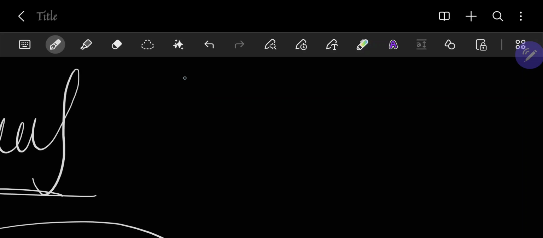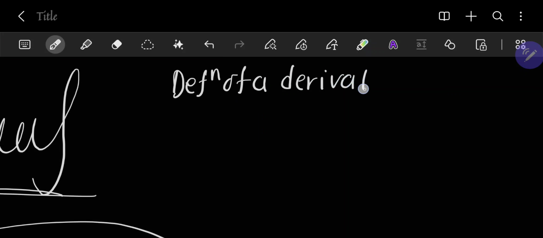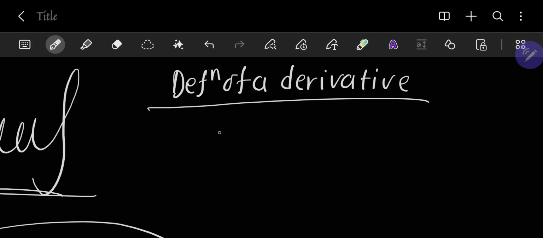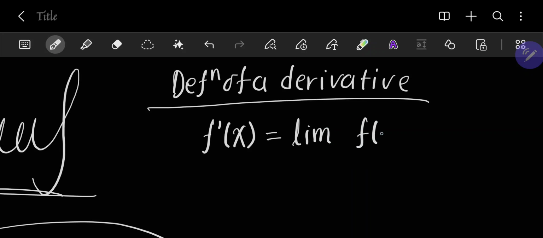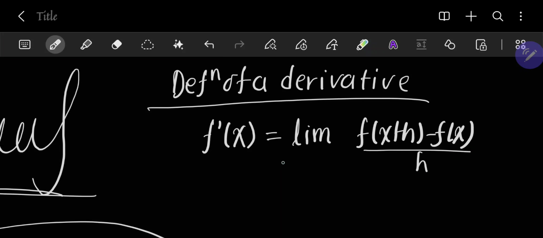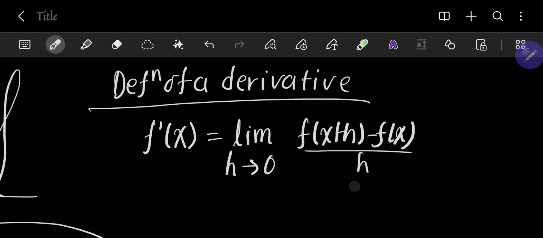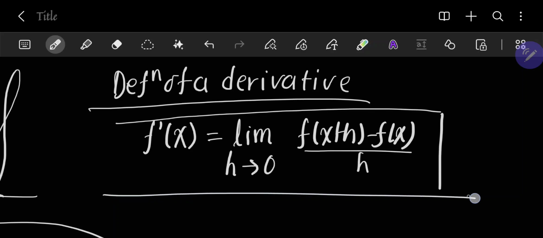and it's the definition of a derivative. Now, previously we've learned that the formal or the actual definition of a derivative, for example, f dash of x, is the limit of f of x plus h minus f of x over h as h approaches 0. Now, this is the formal or the actual definition of a derivative.